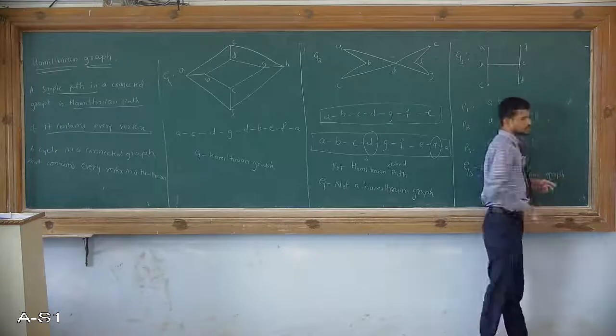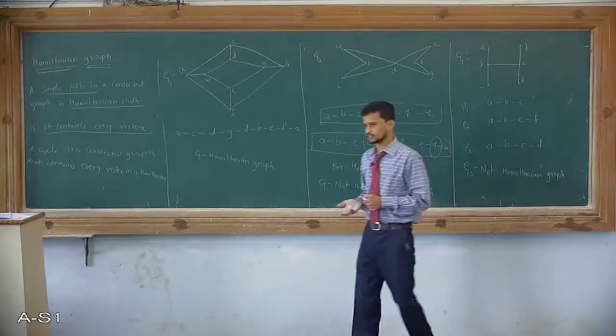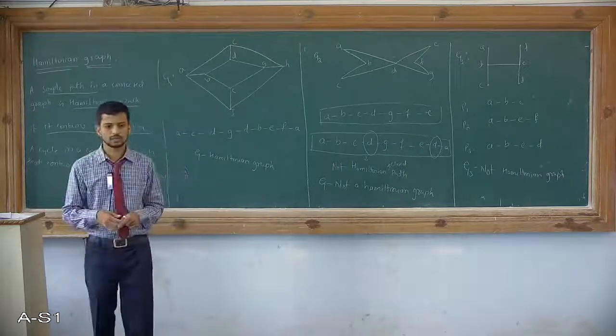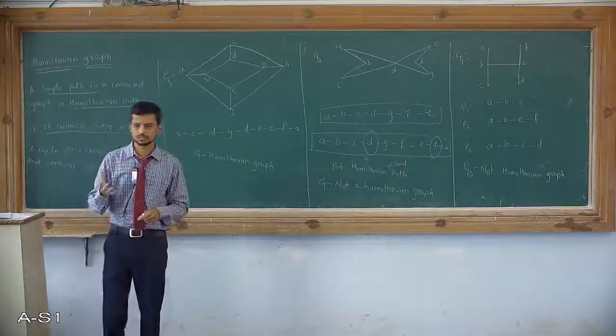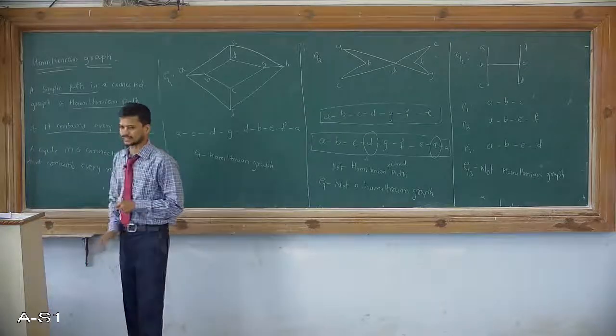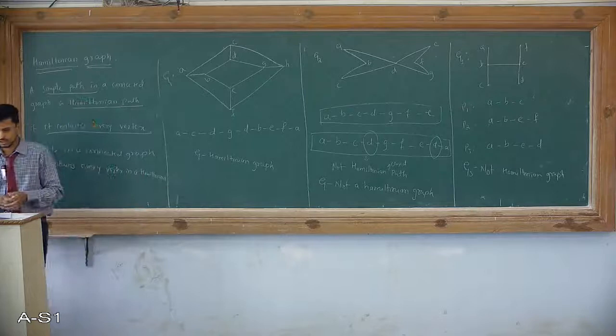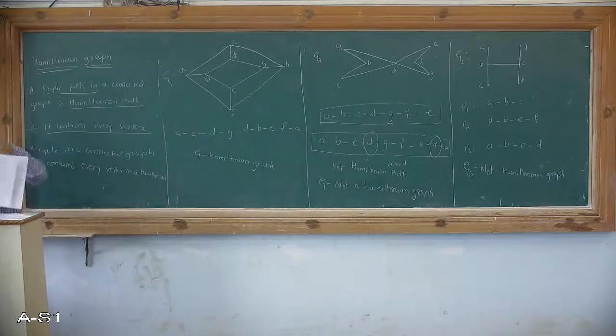So therefore we can straight away say that not all graphs are Hamiltonian. Only in a few cases, where graphs satisfy these properties, can we say it is a Hamiltonian graph. So this is all about the explanation regarding the Hamiltonian graph.